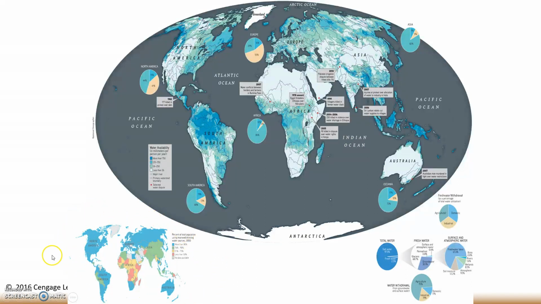This part of the graphic down here in the bottom left corner depicts the percent of total population using improved drinking water resources. So if it's colored blue, it means that more than 90% of the people living in that country have access to improved drinking water sources. If it's colored green, it means between 76 to 90% of the people living in that country have access to improved drinking water resources. If it's colored yellow, then between 50% to 75% of the people have access to improved drinking water resources. And then if it's colored red, that means that less than 50% of the population has access to improved drinking water resources.